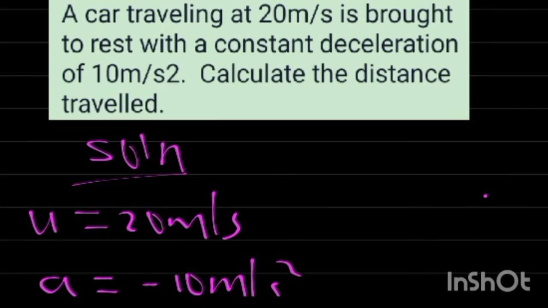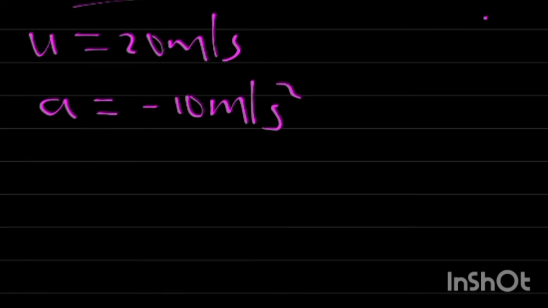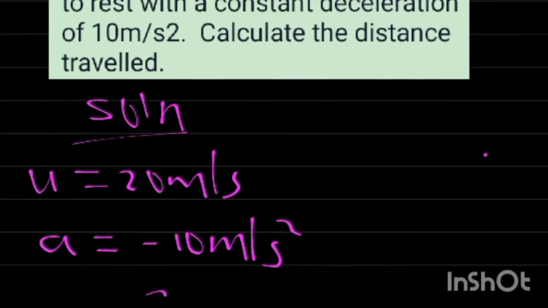Don't forget, it is brought to rest. It has an initial velocity of 20 meters per second. It is then brought to rest. It decelerates to rest. Acceleration is negative here. Calculate the distance traveled. So what will be the distance traveled? And I will also add the time it takes to come to rest.